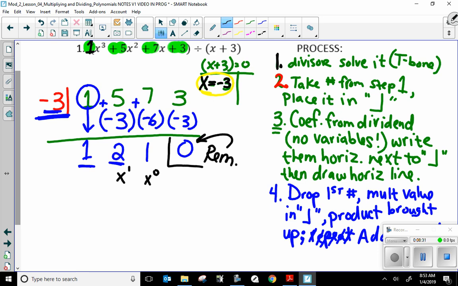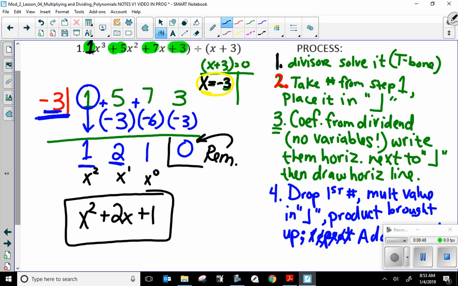This term is where I would have 1x. This term I would have x squared, and it just goes up. So really my answer is x squared, it's 1x squared. It's a positive 2, so plus 2 x's and a positive 1, right? Plus 1. And there's no remainder. That's my answer right there. Okay? That's my answer right there.